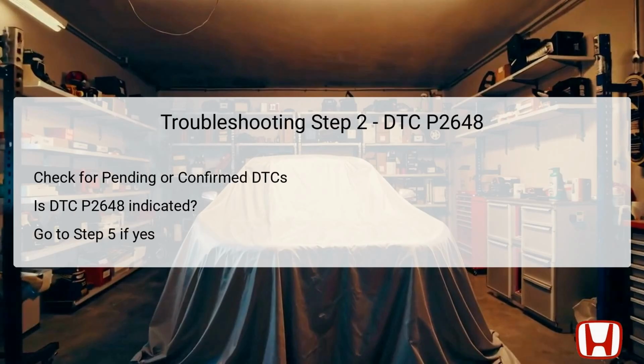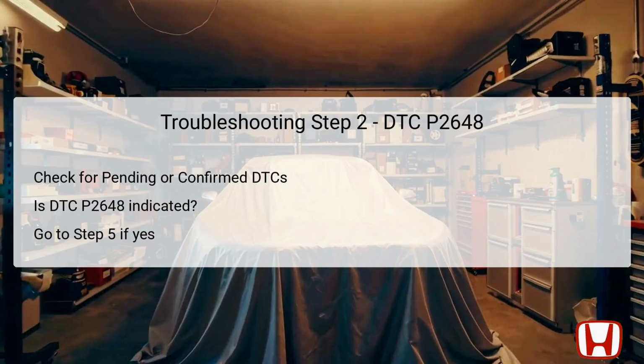In the second troubleshooting step, it is essential to check for any pending or confirmed DTCs using the HDS. Pending DTCs are those that have been detected but not necessarily confirmed, while confirmed DTCs indicate an issue that has been validated by the system. If DTC P2648 appears in either category, it signifies that the rocker arm oil control solenoid is still experiencing issues.